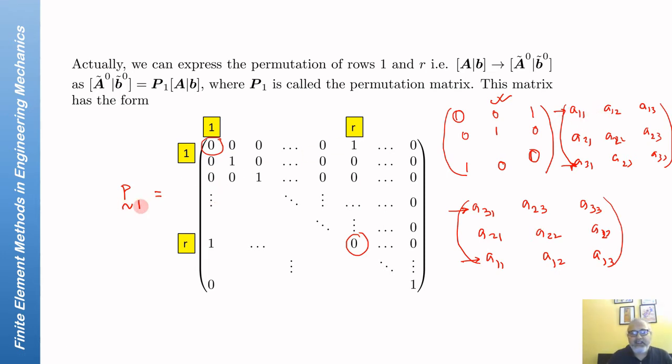So if I have a permutation matrix of this sort, I can actually model the transition from the original system A augmented B to the permuted system A tilde augmented with B tilde, and that can be written as A tilde B tilde is P1 times A augmented B, where P1 is this matrix.